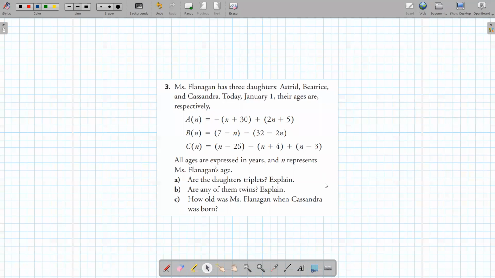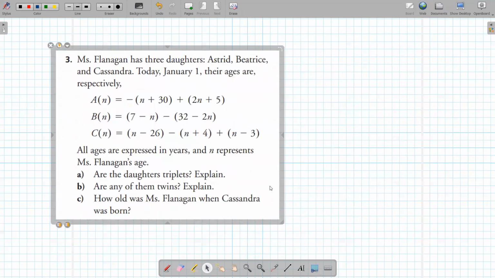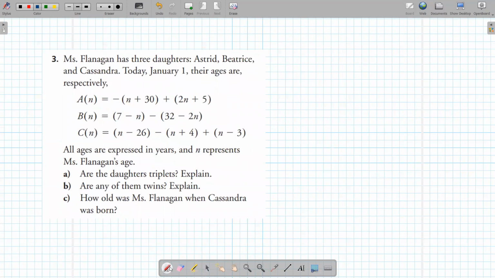Let's do something that you're going to see in class tomorrow, hopefully. Something similar to this. So there's 3 girls, and their ages are a function of n. The question says, are they triplets? How can we deduce this?